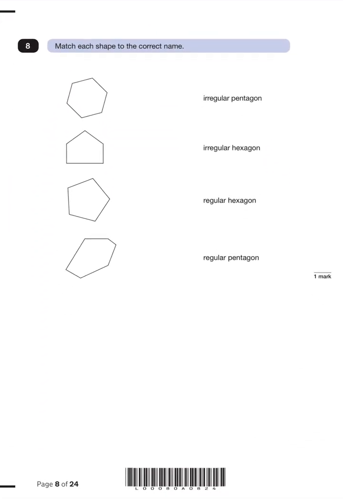Number 8. Match each shape to the correct name. The first one has 1, 2, 3, 4, 5, 6 sides. So it's a hexagon and it looks regular. So regular hexagon. Second one, 1, 2, 3, 4, 5 sides, but it looks irregular because this length looks different. So 5 is a pentagon and it's irregular. That's the first one, irregular pentagon.